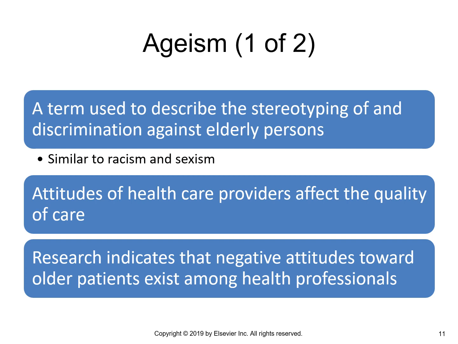The term to use to describe the stereotyping of and discrimination against elderly persons, similar to racism and sexism, is ageism. Now, I would say that probably racism is a bigger issue than ageism or sexism, but that's because I'm not being discriminated against. When I get discriminated against as an elderly person, maybe I'll have a difference of opinion about that. But for right now, I think racism is a bigger issue in our society than ageism is. Attitudes of healthcare providers affect the quality of care.